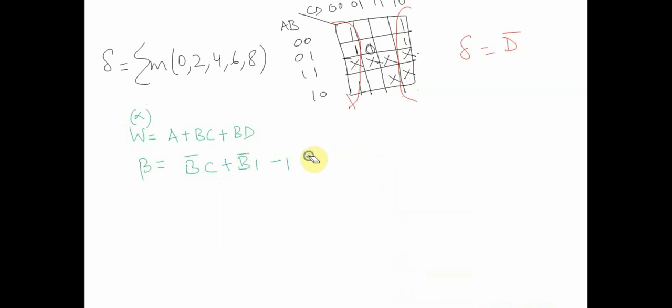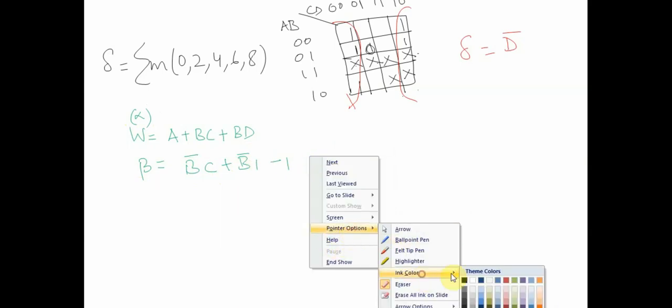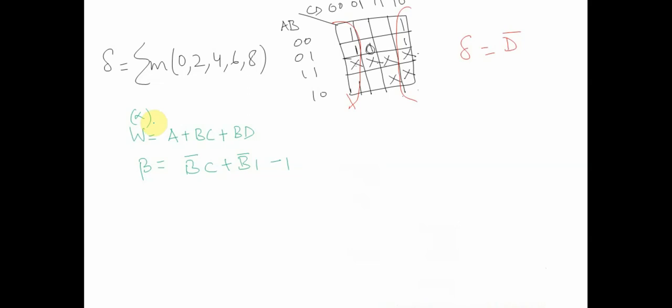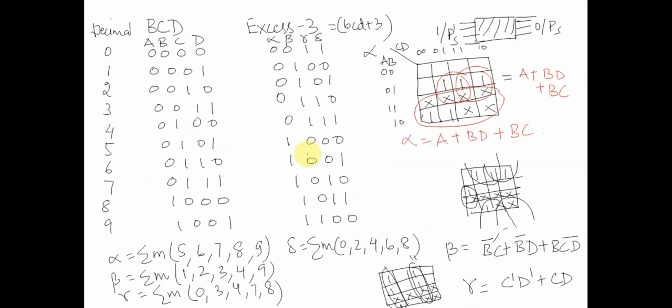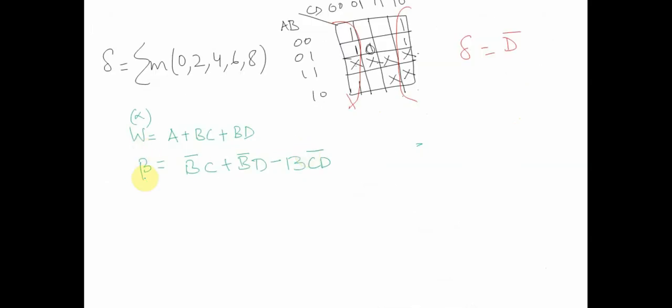So this will be equal to what we got in the previous foil, right? So what we got in the previous foil was B bar C plus B bar D plus B C D bar. Let us check. Yes, and gamma is CD bar plus CD. Gamma was CD bar. This was nothing but X naught, and my delta is D bar.